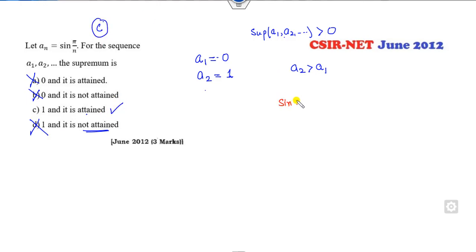Moreover, you must remember that this value lies between +1 and -1. So it means this is a bounded sequence. So this is my supremum value, this is my infimum value. Now they are talking about the supremum of this, so supremum is 1, infimum is -1.